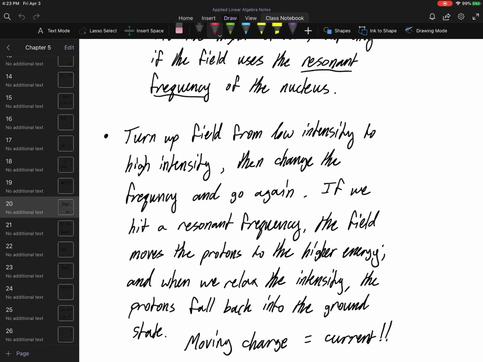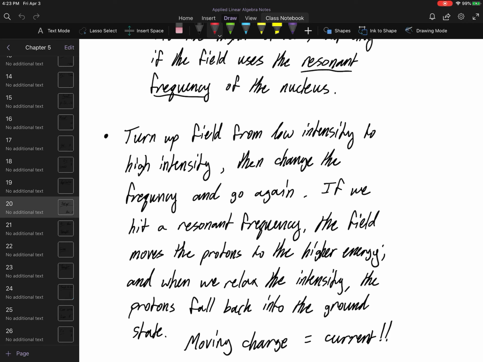So what we are doing here is turning up a magnetic field from low intensity to high intensity to try to track which frequencies resonate with our molecules. We're not going to be able to tune this up very smoothly if we want to make a measurement, so we have to do this in discrete intervals. We slowly bring this up from low to high intensity, change the frequency by a discrete amount, and then dial it up from low to high again.